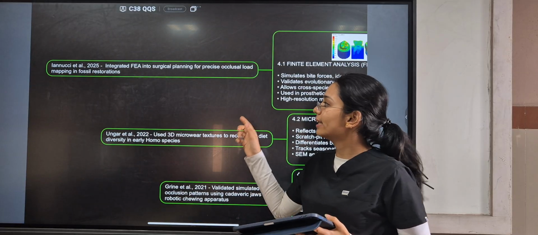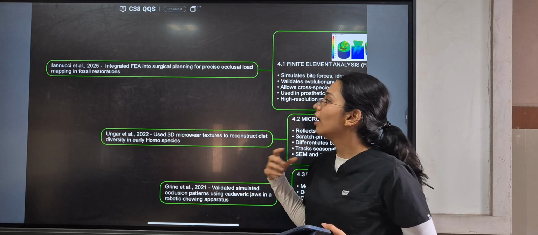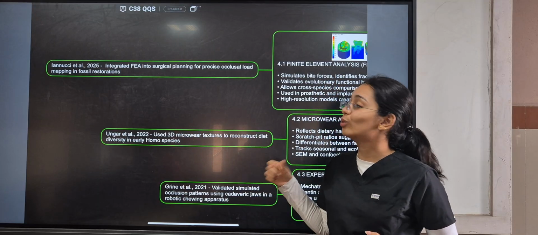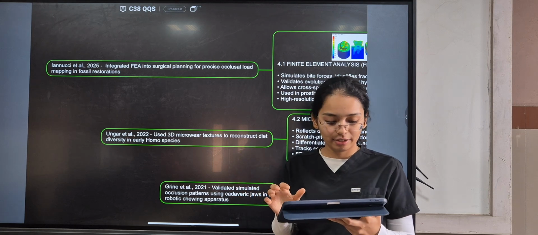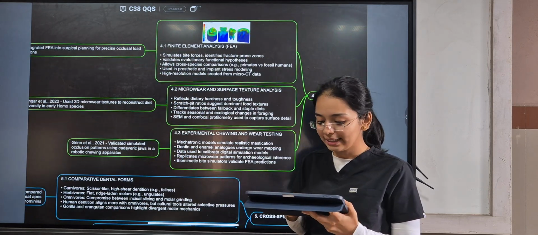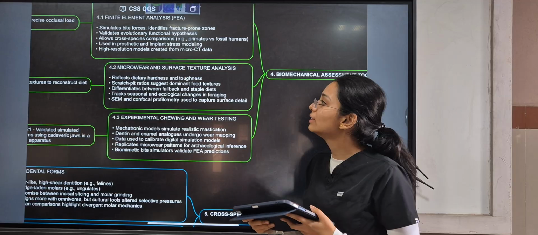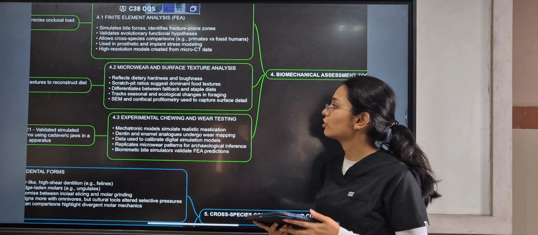So there was one study which was very recently done. They integrated FEA into surgical planning for precise occlusal load mapping in fossil restoration. Secondly, another tool which we use is microwear and surface texture analysis.